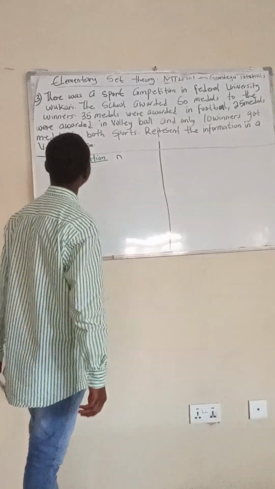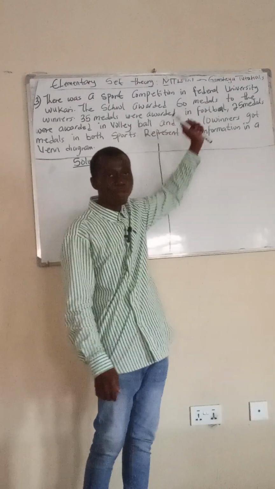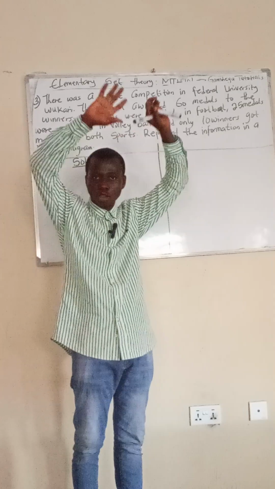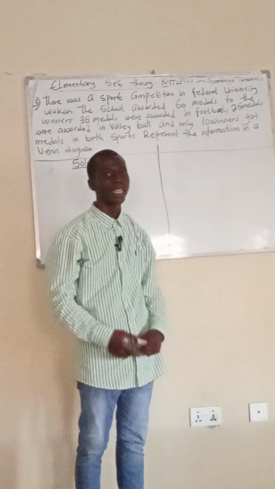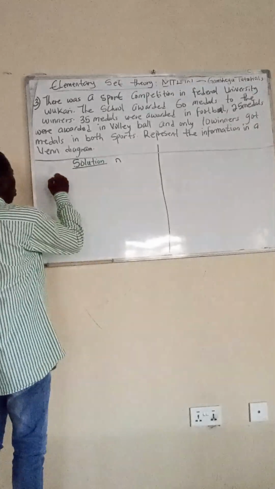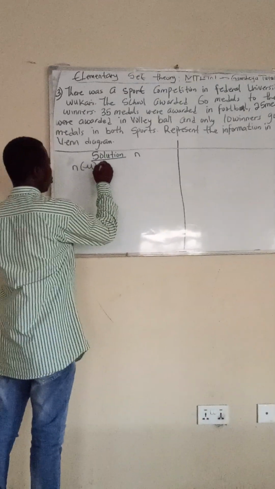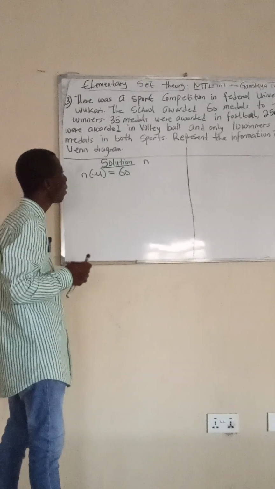All right, now let's quickly look at it. They said the school awarded 60 medals. 60 medals is my universal set. That is the total number of medals that were awarded. We have 60 medals. That is my universal set. So the total number of my universal set is going to be what? 60. Do you see that now? 60.